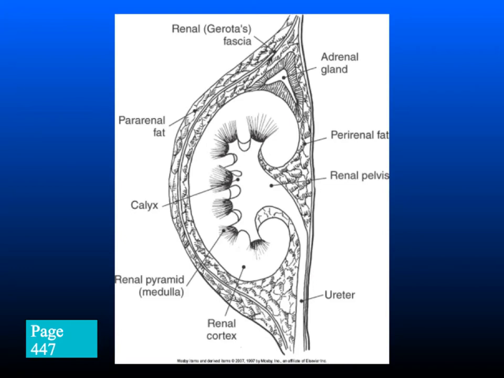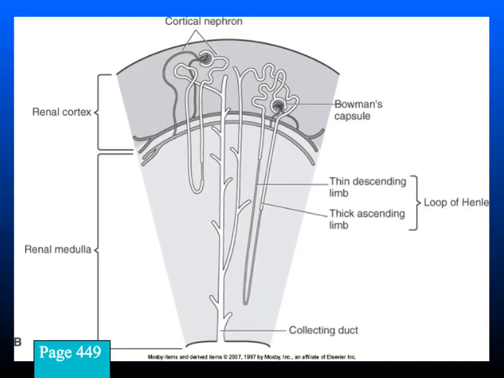Basically, the production of urine starts in the renal cortex, and nephrons are the functional units of the kidney. So as you can see, the renal cortex is here and the renal medulla is here. The production of urine starts in the renal cortex with the Bowman's capsule, which has very tiny, microscopic arteries.